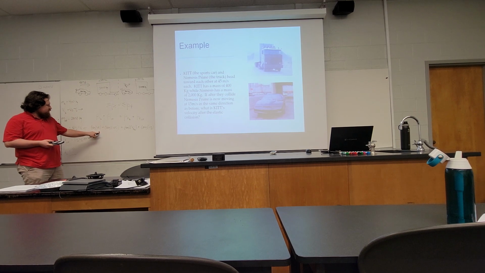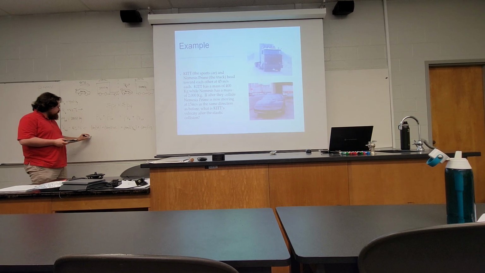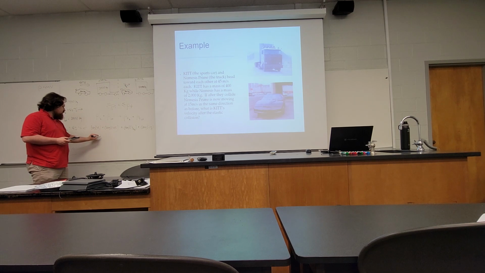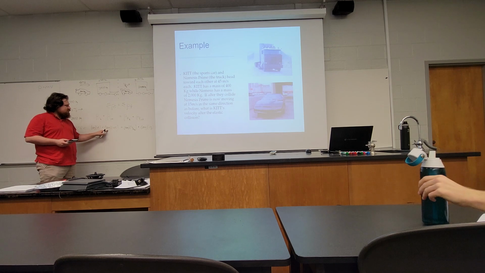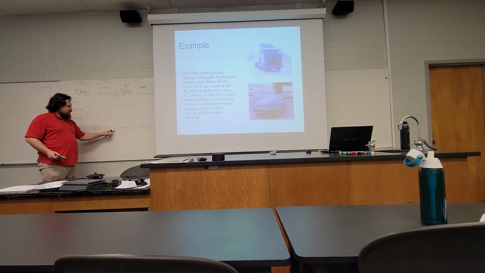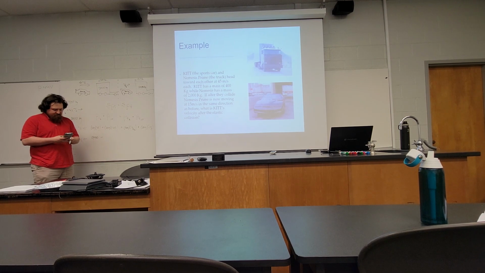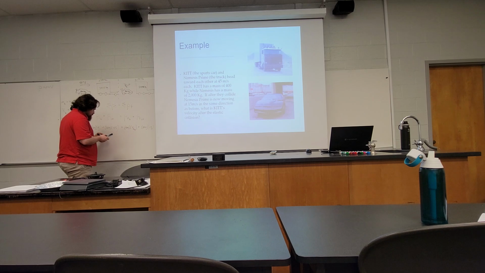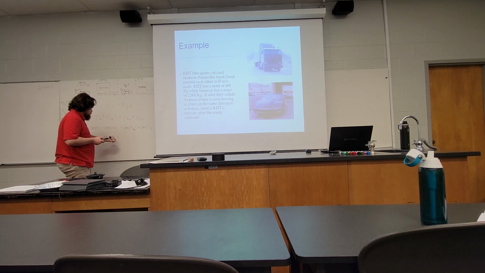Solving for Kit's initial momentum, 400 times 45 gives us 18,000. And then separately from that, Nemesis's initial momentum, 2,000 times negative 45, is negative 90,000 momentum.